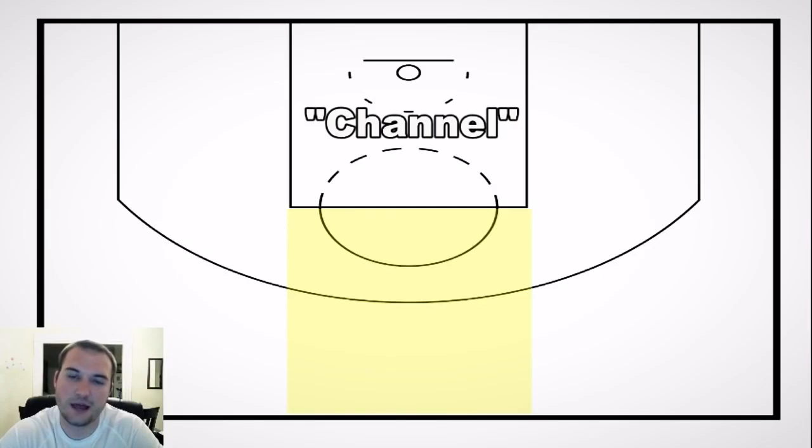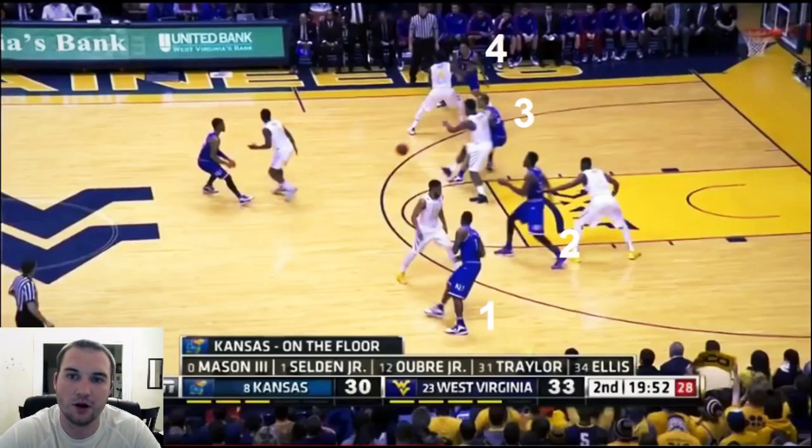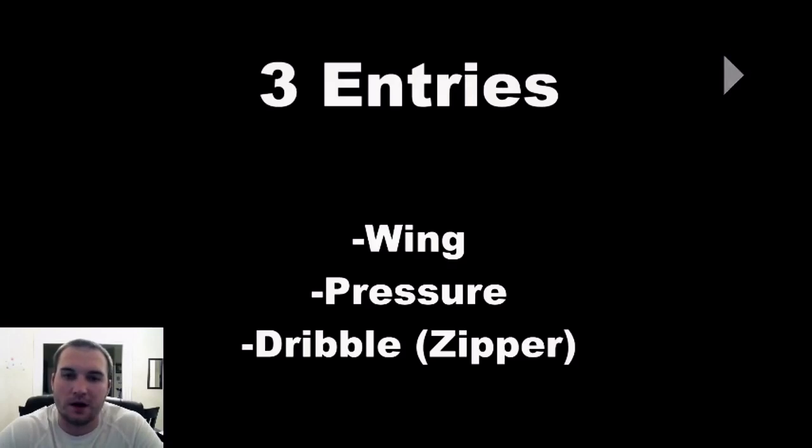From the free throw line to half court extended, you want to stay in the channel to start the offense. And the reason for that is so you can have those 4 options. You can have the wing, elbow, elbow, and wing. So that way you don't take away any of those options. That way you can do it against any kind of defense, whether it's pressure, sagging off, or any kind of thing they throw at you. There's 3 types of entries we're going to talk about tonight: wing entry, a pressure entry, and a dribble or a zipper entry.